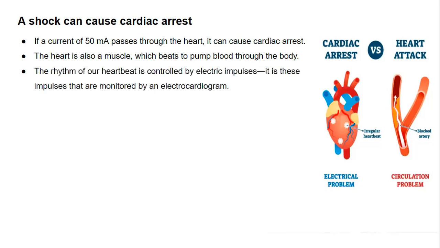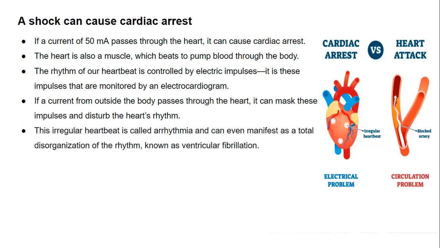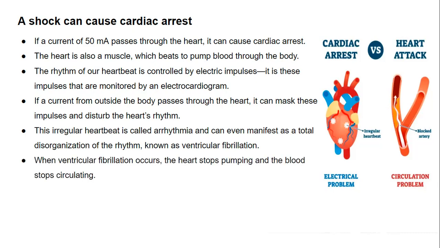The heart is also a muscle which beats to pump blood through the body. The rhythm of our heartbeat is controlled by electrical impulses, and it is these impulses that are monitored by an electrocardiogram. If a current from outside the body passes through the heart, it can mask these impulses and disturb the heart rhythm. This irregular heartbeat is called arrhythmia and can even manifest as a total disorganization of the rhythm, also known as ventricular fibrillation. When ventricular fibrillation occurs, the heart stops pumping and the blood stops circulating.